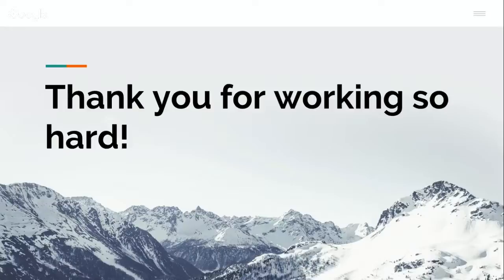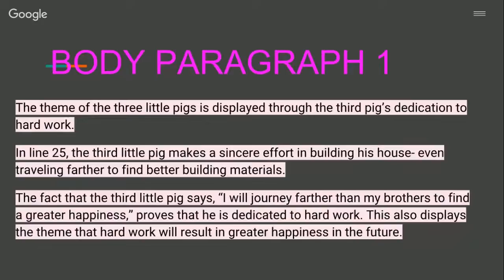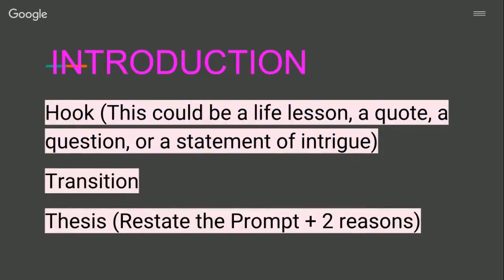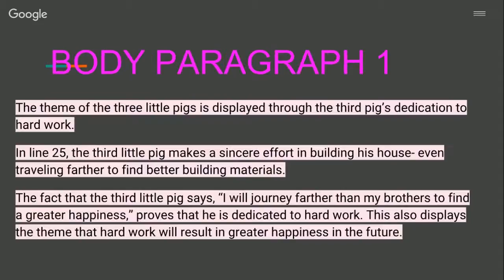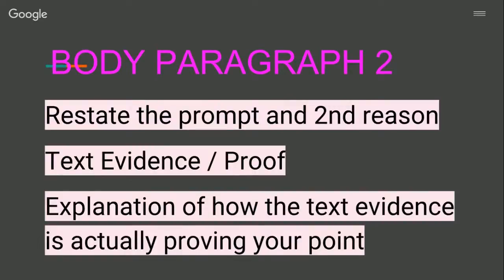I'm going to explain this more in the future. But your expository essay should be about 4 paragraphs in length. You should have your introduction with a hook and a thesis and a transition sentence in the middle if needed. You should have 1 body paragraph where you describe your first point, provide the text evidence, and then bridge the gap between your statement and the text evidence. You should have a second body paragraph where you restate the prompt and the second reason, and you give some more text evidence and explain then how that text evidence is actually proving your point.